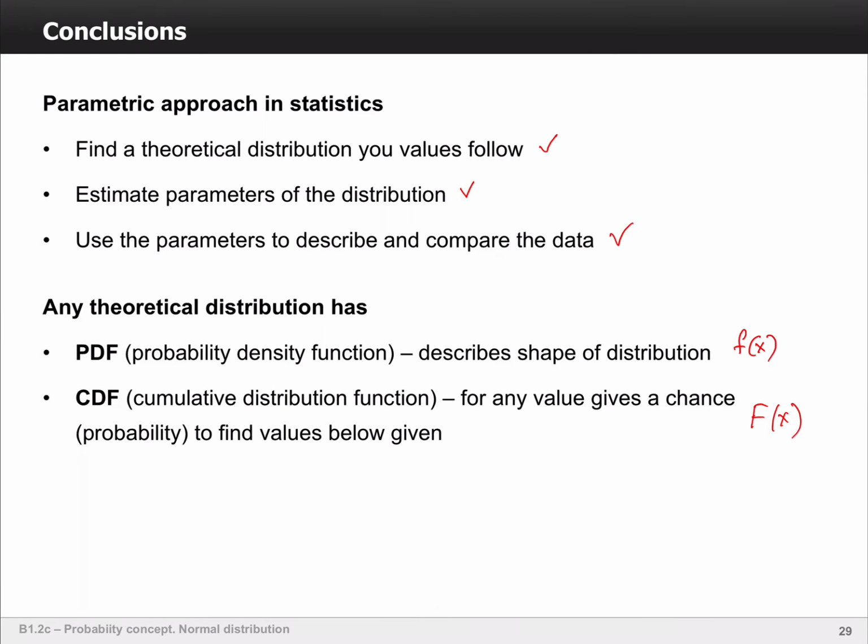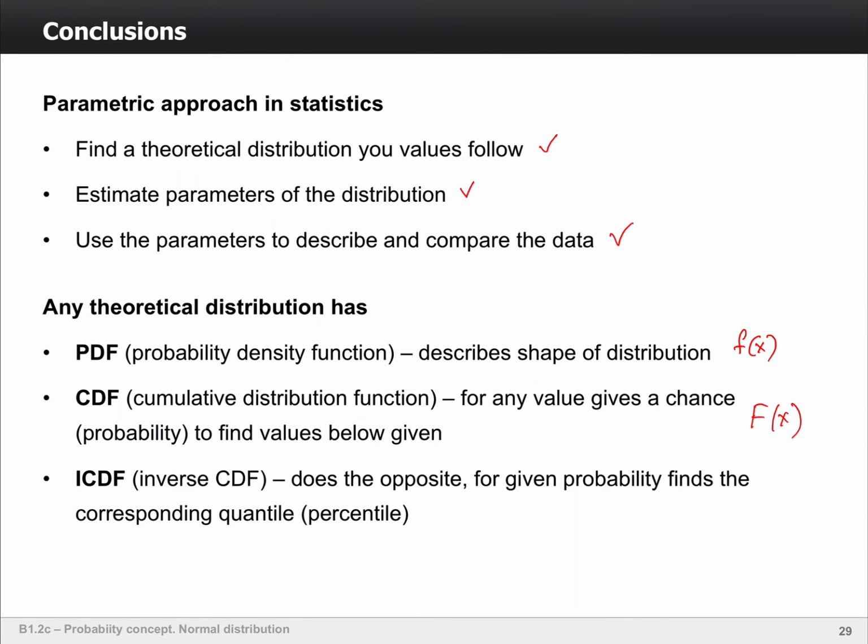So it's a cumulative distribution function. It's a function that always gives you a probability to find a value equal or below a given one. For example, if you have, let's say, the value 56, you can call CDF for this value, for this particular theoretical distribution with certain parameters, and then CDF will return a value between 0 and 1, which will be a probability to find a value equal or below the given one for this particular distribution.